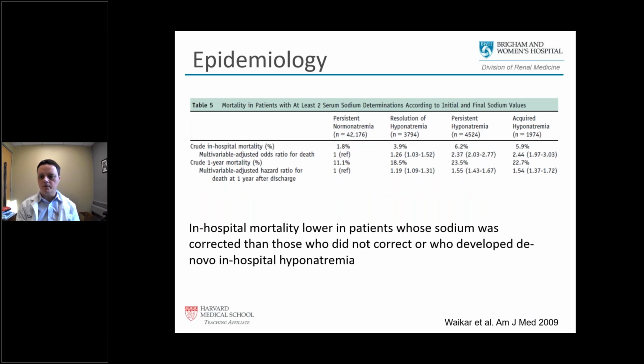In-hospital mortality, however, was lower in patients whose sodium was corrected than those who did not correct, who developed de novo in-hospital hyponatremia. Now, of course, this does not tell us that correcting sodium lowers mortality, because this hasn't been tested here. What it tells us is that if patients' sodium corrects during the admission, they have a better overall survival. And that could be because the sodium has been corrected, or it could be because whatever it is that led to the low sodium in the first place had been corrected, and so that affected their mortality. But it at least suggests that there's a significant association between sodium correction and mortality.